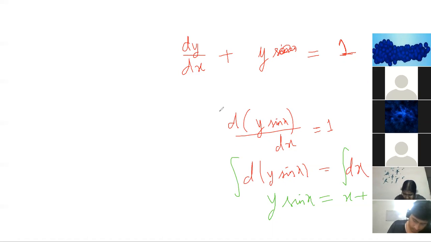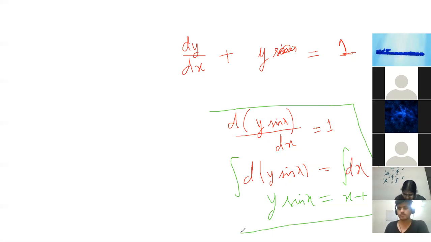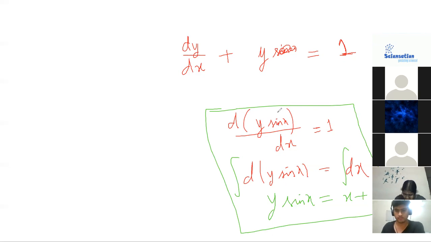Now, your life is easy if it is d by dx of one block. But here, do you have d by dx of one block? No, right? It is d by dx of something plus something. There's a loose packet. It's not one entire block. I want the whole thing to be packed, because if the whole thing is packed, I know how to solve it.